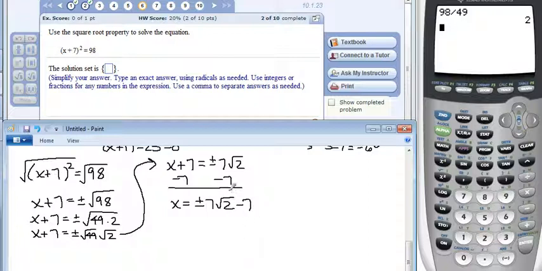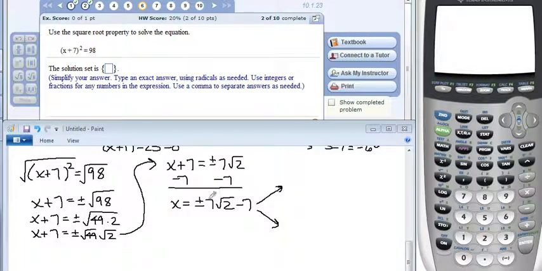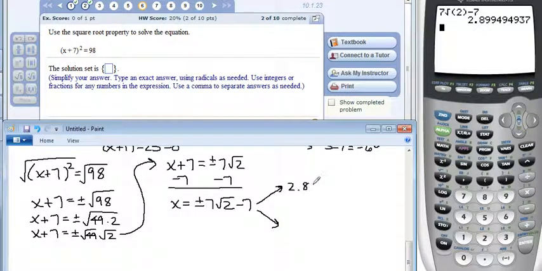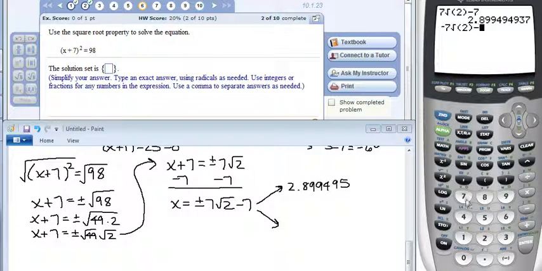Okay? This is something I can't check in the calculator the way it's sitting. So I'm going to get my decimal equivalencies on these first of all, and then I'll show you how to check them on there. So the first one, we're going to use the positive value of 7. So we have 7 square roots of 2 minus 7. Okay, we need a decimal equivalency on these. So we've got 2.899495. And then we'll do the negative 7 roots of 2 minus 7.